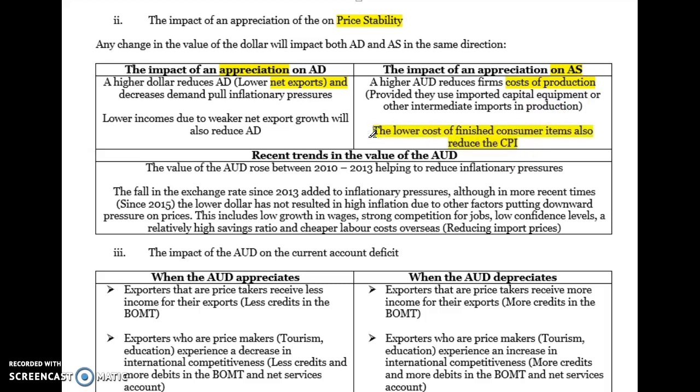Because a lot of finished goods, so things that we're buying directly from overseas, say I'm buying a PlayStation or something from overseas, that gets included in our CPI. So if there's a lower cost of things like PlayStation, that also makes the CPI go down directly rather than just affecting cost of production. In recent times, the fall in the exchange rate has added to inflationary pressures, but not enough that it's put inflation beyond our target range. There's been a whole range of other things, including low wage growth, strong competition for jobs, low confidence, and so on and so forth that have helped to keep inflation low despite the lower dollar.